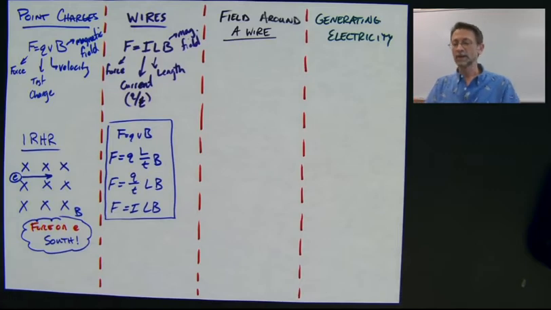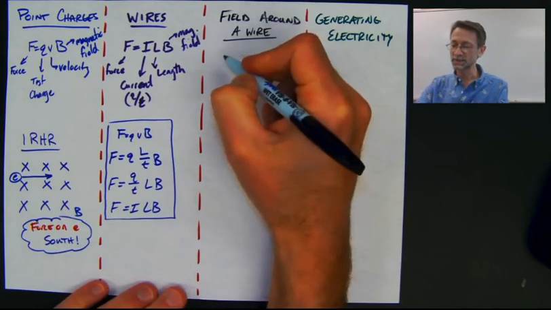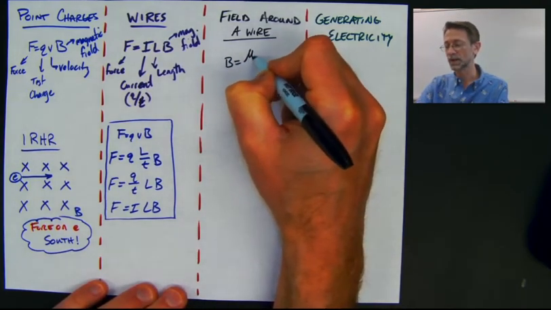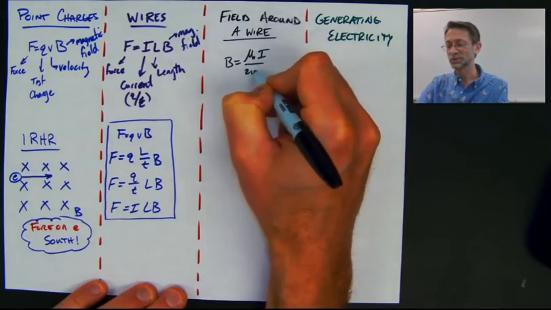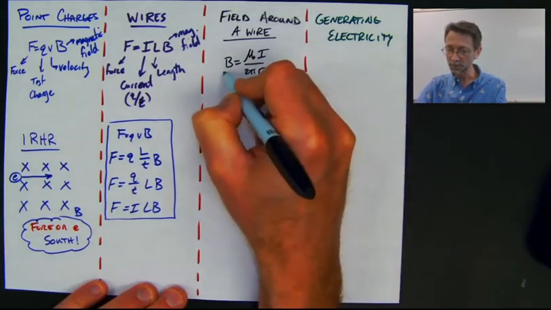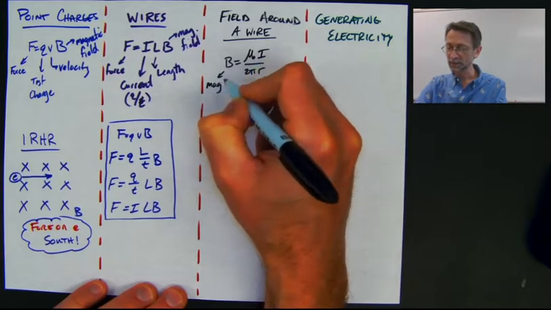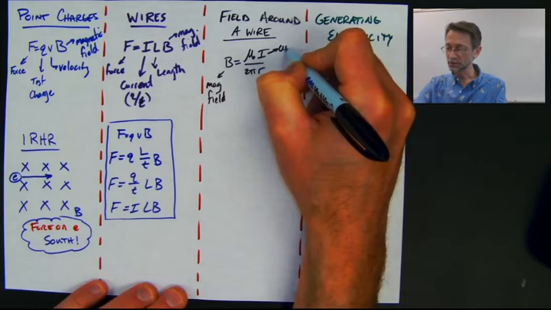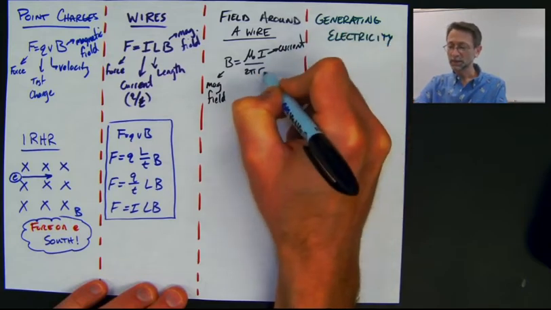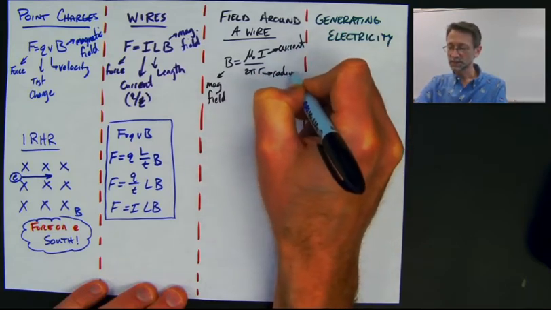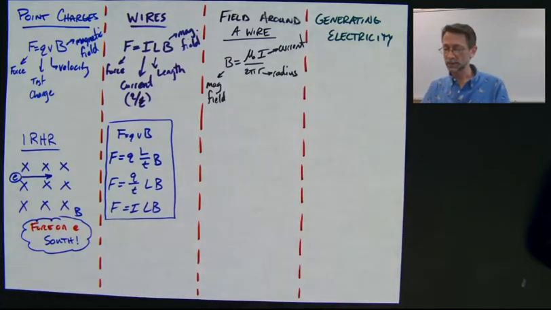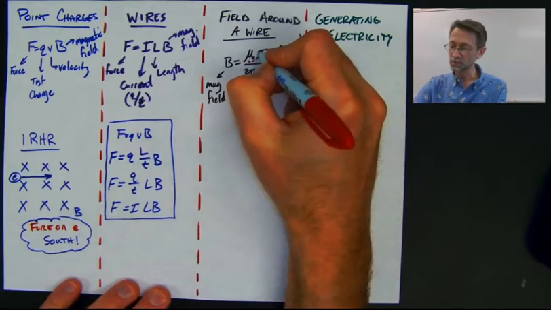Okay, moving on. The field around a wire: another person came up with this. His name was Ampere, so we came up with Ampere's law, which is B equals mu naught I over 2 pi r. B, again, is the magnetic field, I is still the current, and r is the radius.